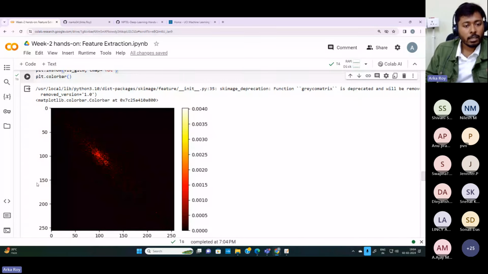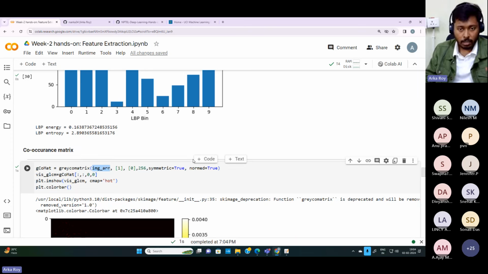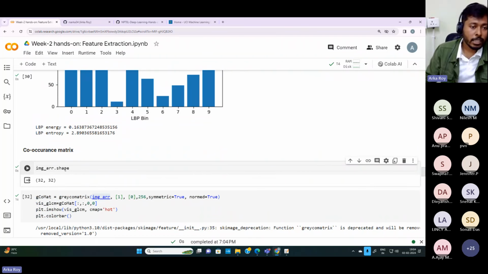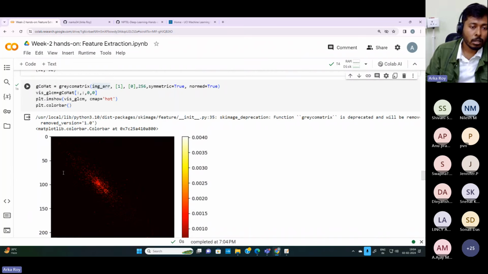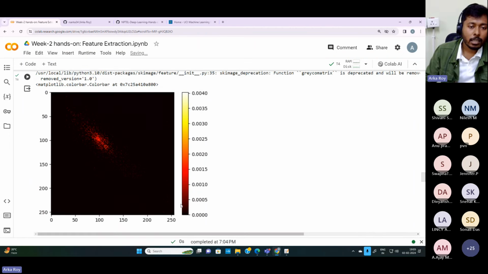So as I was telling, your GLCM matrix is of huge shape. You had an initial image size, this image array. You can see if I show you the shape, your initial image was 32 by 32. Now you have extracted a feature which is of shape 256 cross 256. Now you can see that your dimension has exponentially blown up.